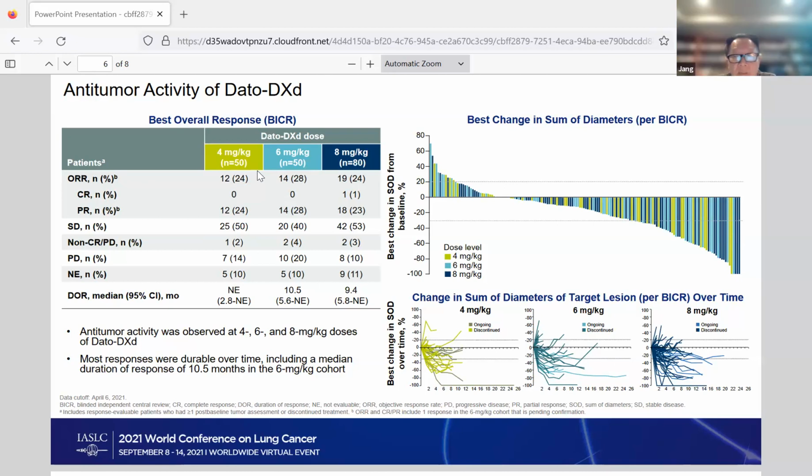I think clearly stable disease is a clinical benefit. And obviously, even if you did not get a good response, the tumor never grows, the patient can continue to benefit.